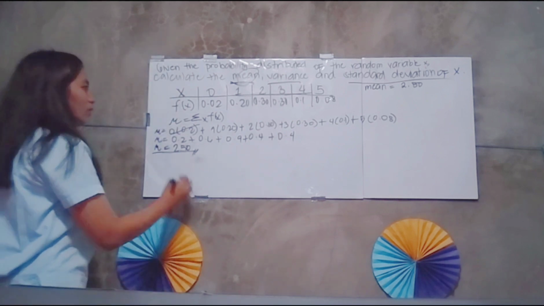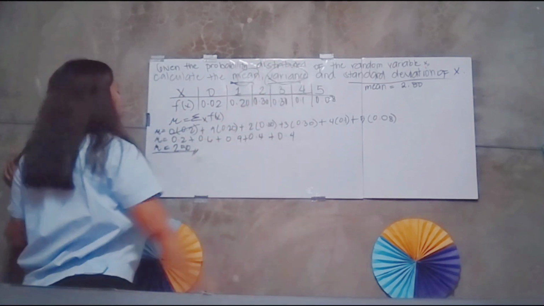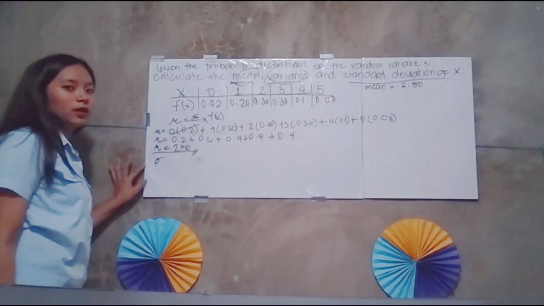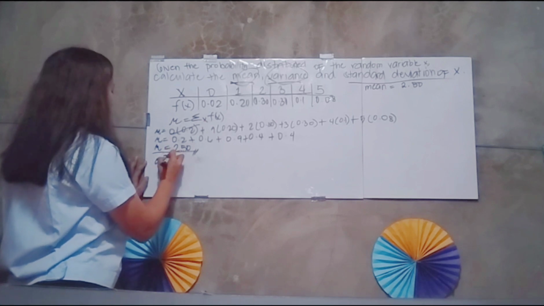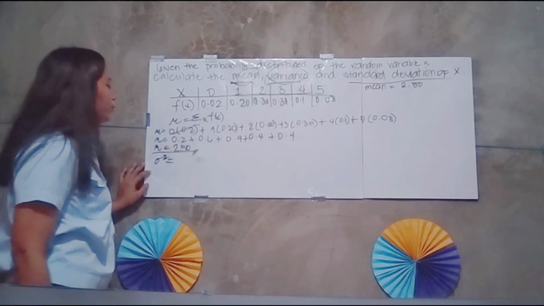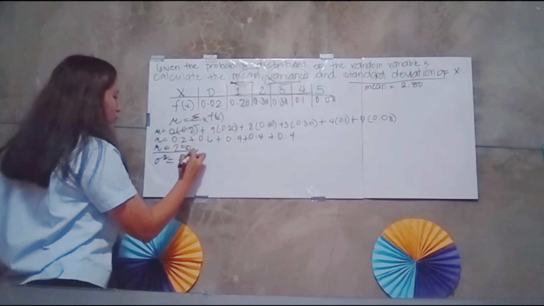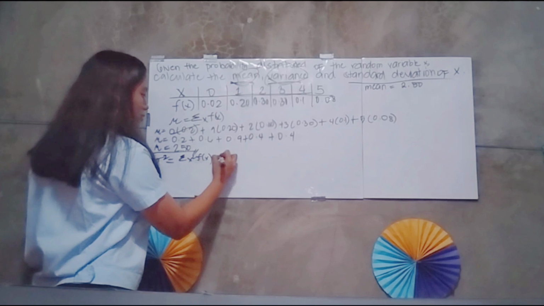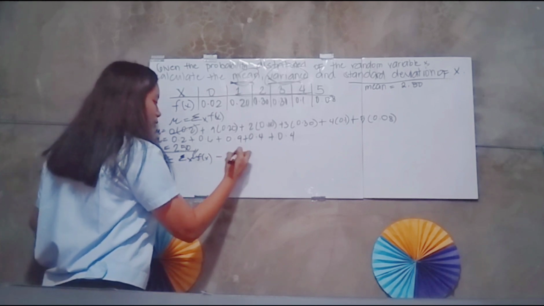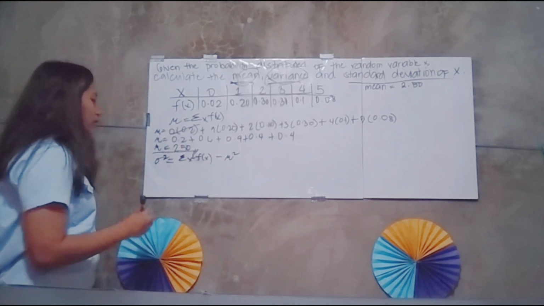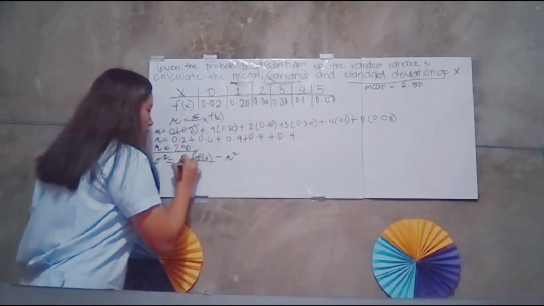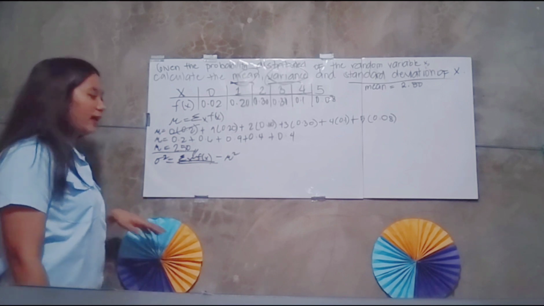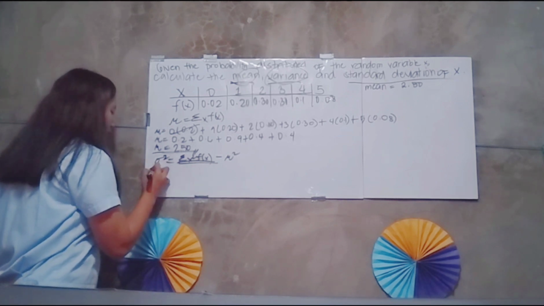Next, we have the variance. Second, variance natin is equal to summation of x squared multiplied by f(x) minus mu squared, or mean squared. So, first, let's find muna kung ano yung sagot natin sa summation of x squared f(x).